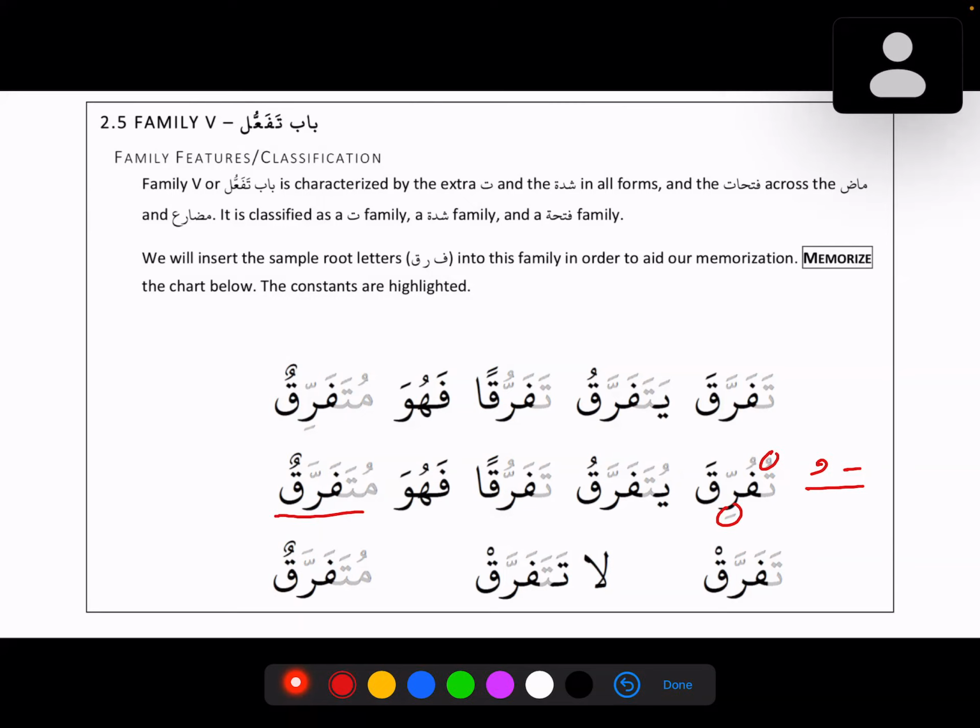For anyone who is new to this Sarf class, what's the difference between ism fa'il and ism maf'ul? They look identical, right? The difference is the kasra and the fatha. When we look at the middle root letter, if we see a kasra, then it is ism fa'il. And on the middle root letter, if we see a fatha, then it is ism maf'ul. So this is very easy to recognize them.